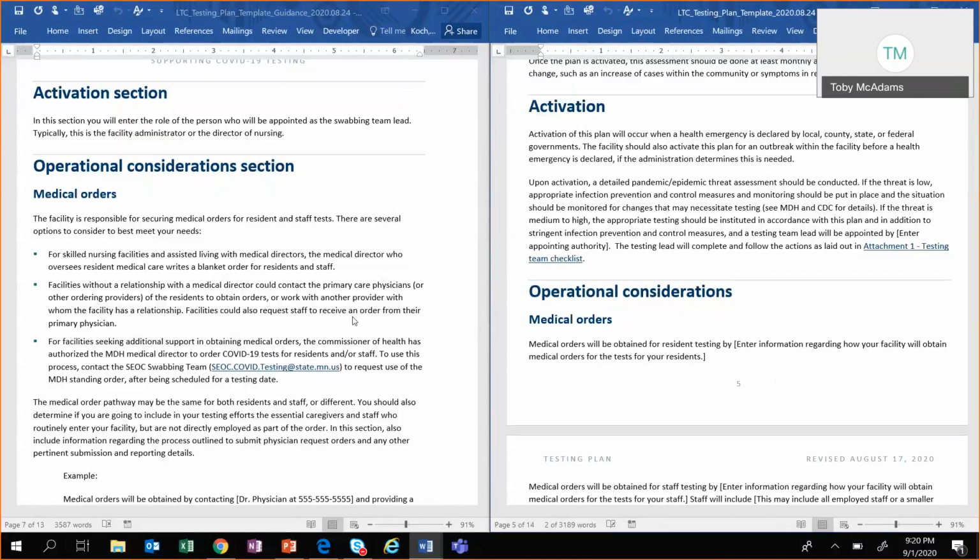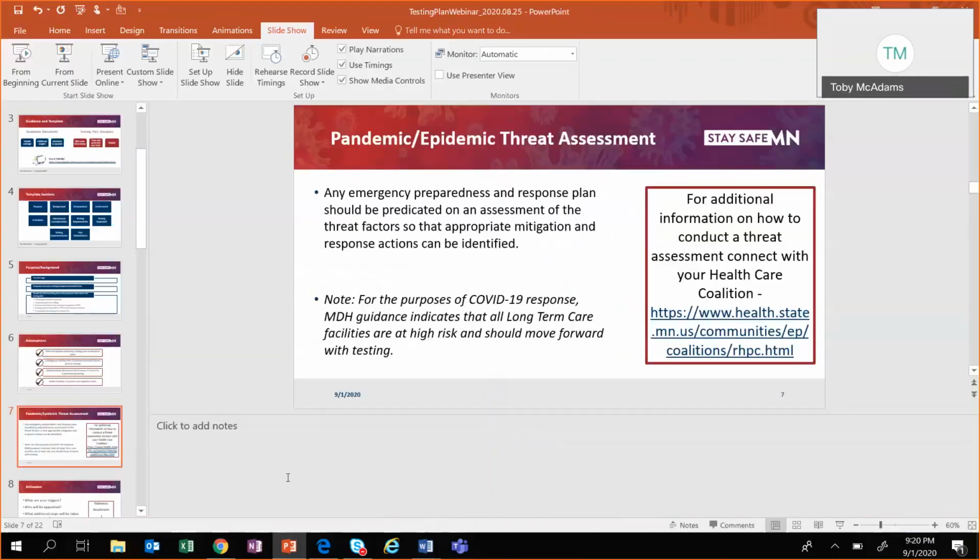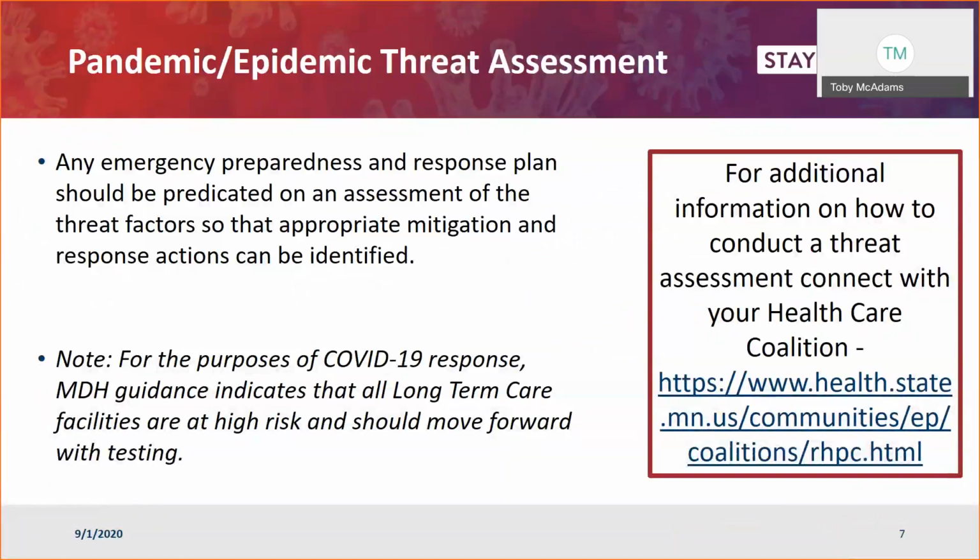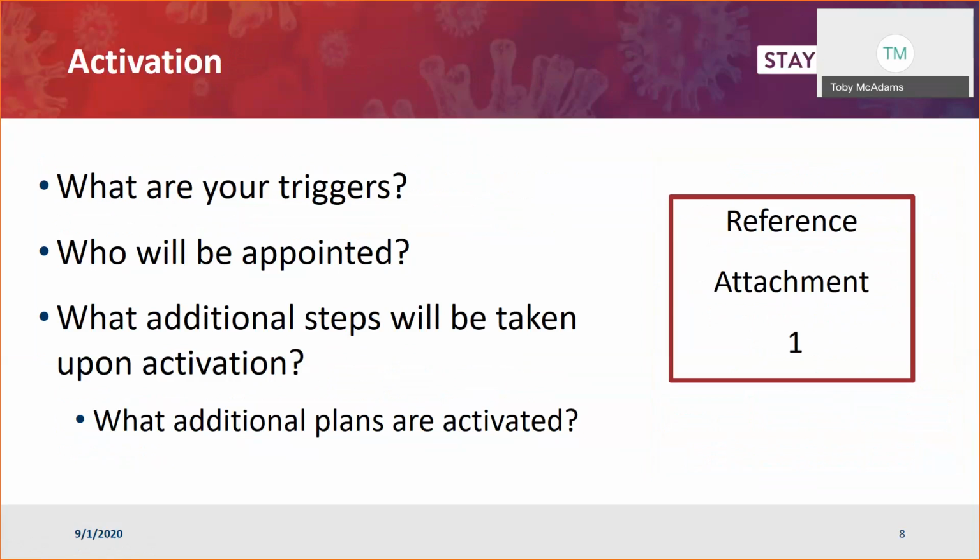Okay, so let's just toggle back to our PowerPoint, because I want to make sure that I cover the aspects that are being documented in the slides here. So we talked about the threat assessment and remembering that for COVID, everyone is at high risk. We talked about activation. Although the only area that needed your attention to write out was to identify who would be responsible to activate the plan and then appoint a testing team lead, I encourage you to be thinking about what the triggers are that are going to activate my plan and document those there.